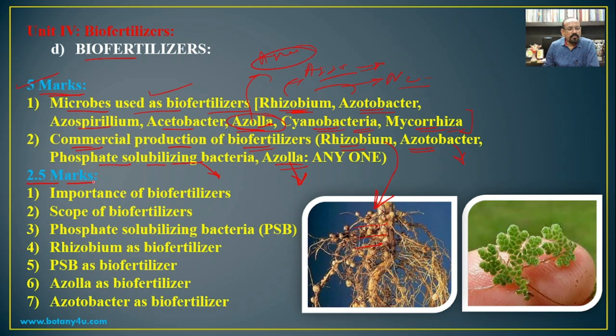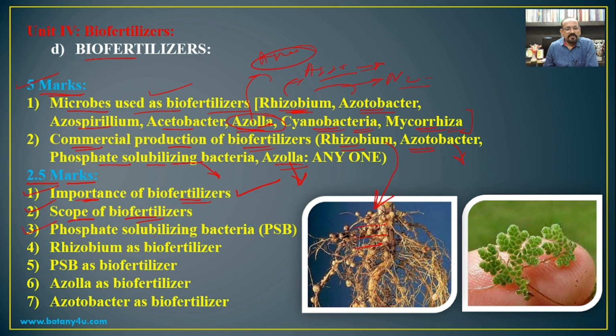In the 2.5 marks questions, there is the importance of biofertilizers, meaning we have to provide the uses of biofertilizers. That is, it is environment friendly. It reduces pollution, as chemical fertilizers are responsible for soil pollution as well as water pollution. Then the scope of biofertilizers, where we can use them and how we can use them. Both these questions can be combined to form a 5-mark question, that is, the importance and scope of biofertilizers.